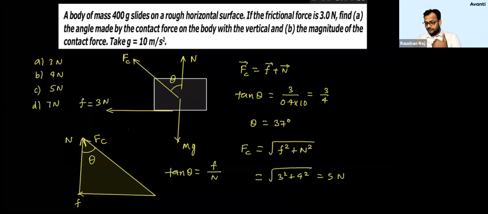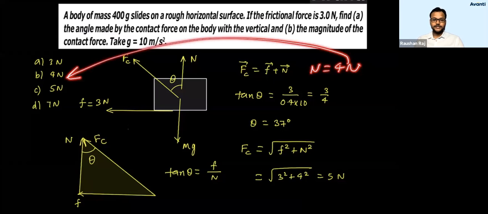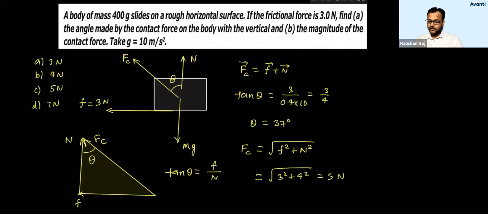So normally what happens, where do students actually commit mistake? When they'll be asked contact force, and if they have seen rough horizontal surface, they only consider friction as the contact force, and they'll quote A as the correct answer. That will be wrong. Sometimes they'll find out the normal reaction is 4 Newton, and they'll just come back to the option. They'll take 4 as the correct answer. But both of them are what? Wrong. So correct answer is what? 5 Newton. Correct answer क्या, चलो 5 Newton.